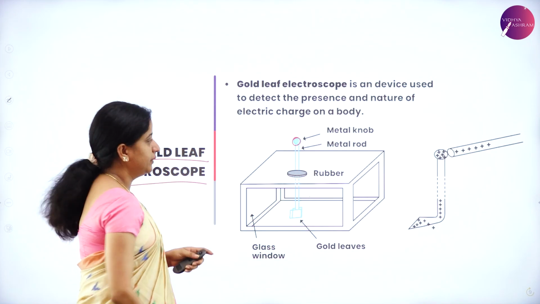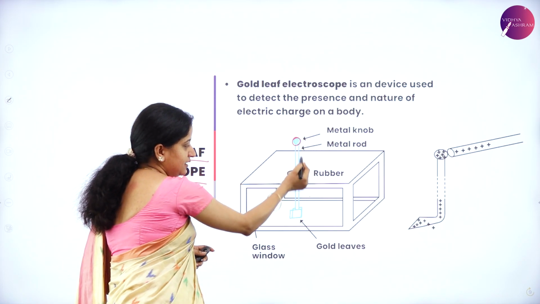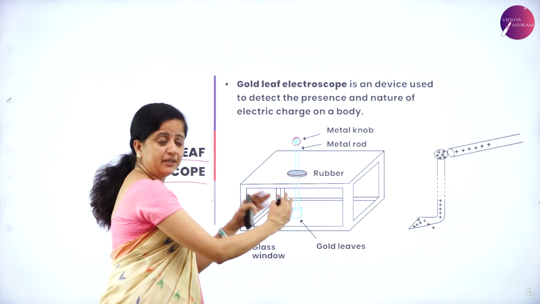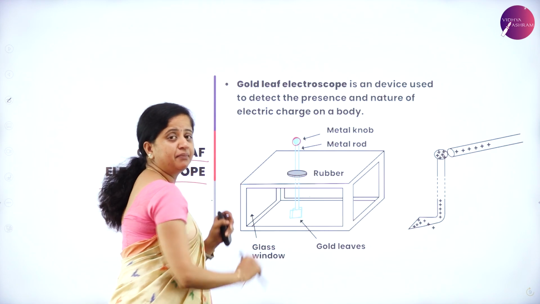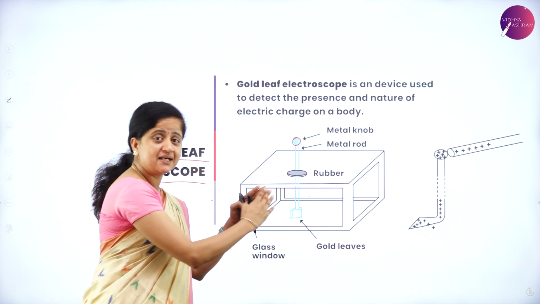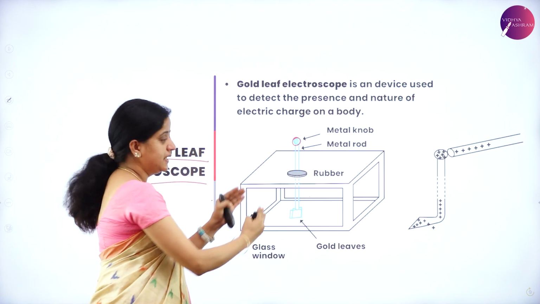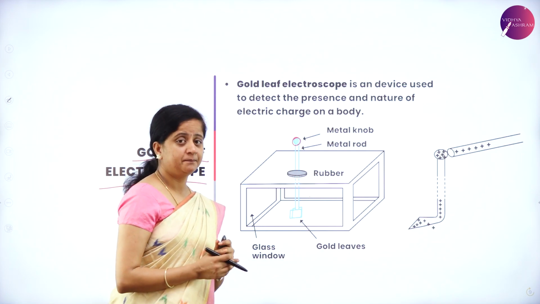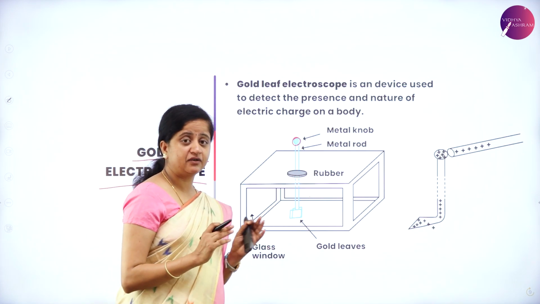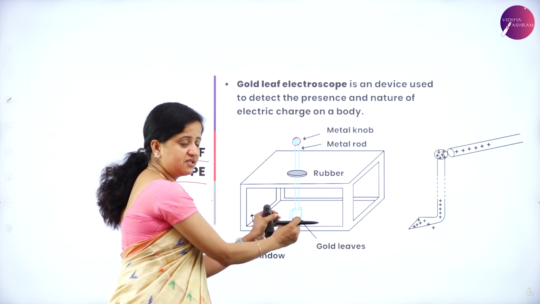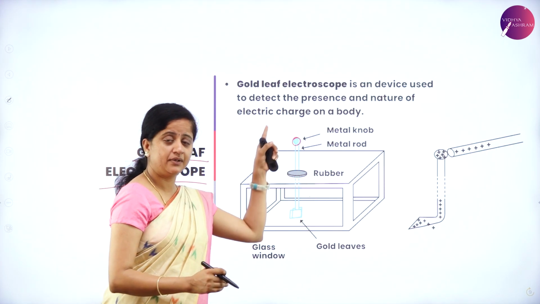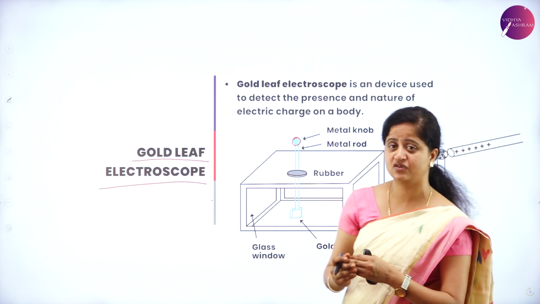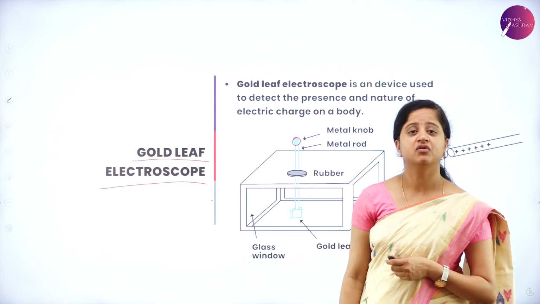So how does this work? When a metal knob is in contact with this metal rod, the charges will pass through it, and the gold leaves will repel each other when like charges are passed through the metal rod. Based on the degree of separation, the amount of charge passing through is measured. Gold leaves are thin leaves which repel against each other when like charges pass through. So that's the importance of the gold leaf electroscope.